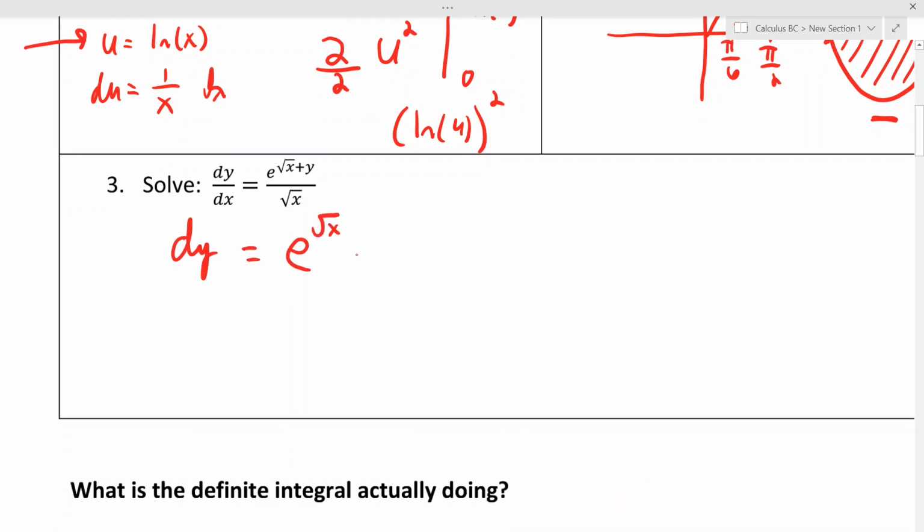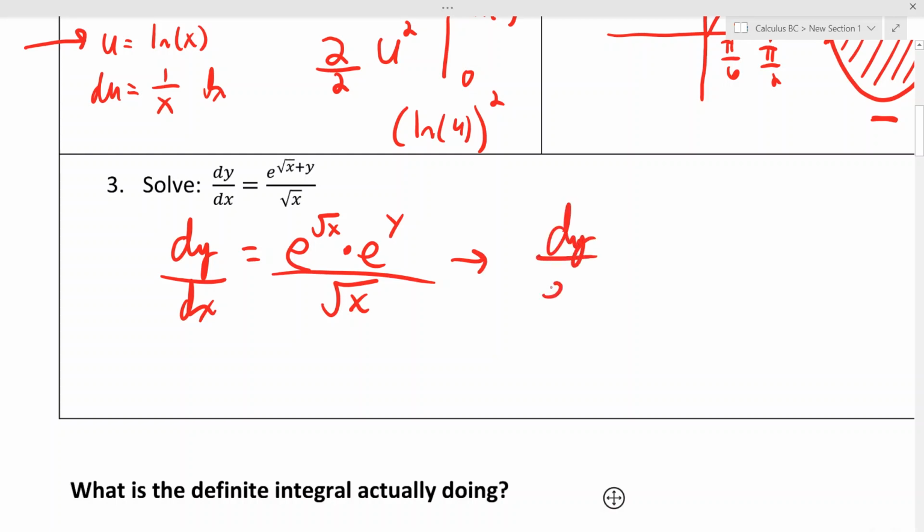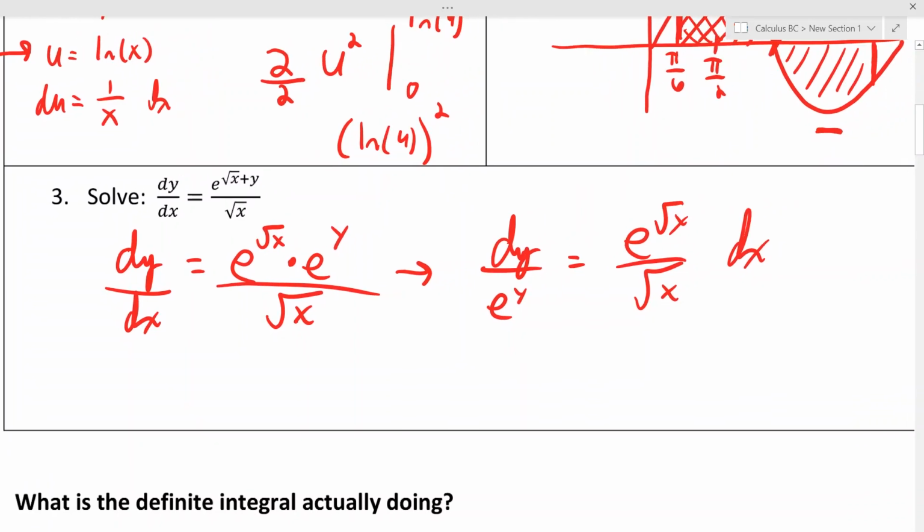When you're adding in an exponent, you're really multiplying. So that numerator is really just that. So we'll leave this like that for right now. That's the same exact thing. But what that allows me to do is make it dy over e to the y is equal to e to the root x over root x dx. Again, any questions, turn your mic on and say, yo, what's up?